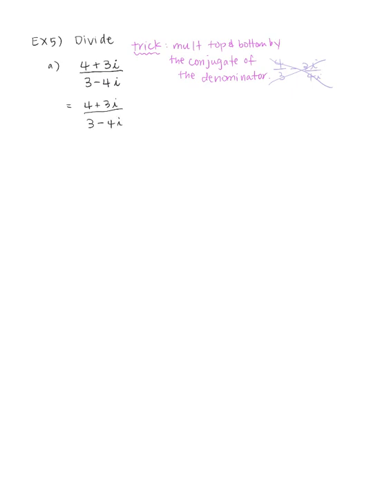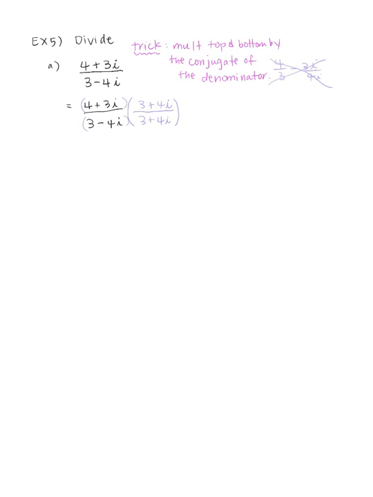Okay, so what's the conjugate of 3 minus 4i? Well, that's 3 plus 4i, right? So what I'm going to do is multiply the top and the bottom by 3 plus 4i and then 3 plus 4i. Okay, now be careful. 3 minus 4i is one quantity, so make sure to put parentheses here. And then also 4 plus 3i is also one quantity, so make sure to put parentheses there.